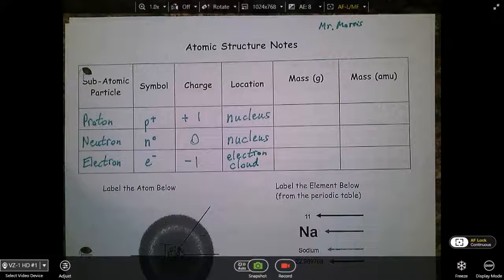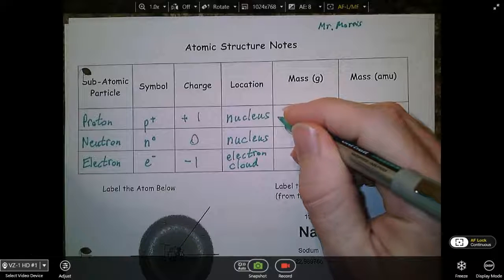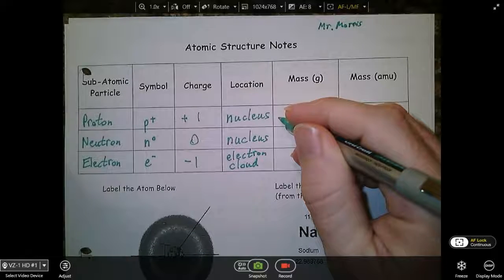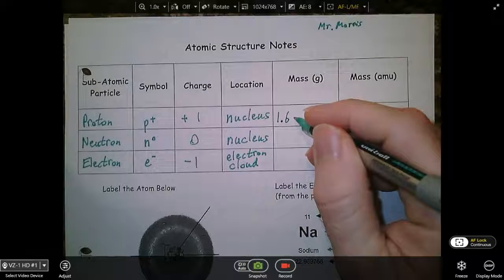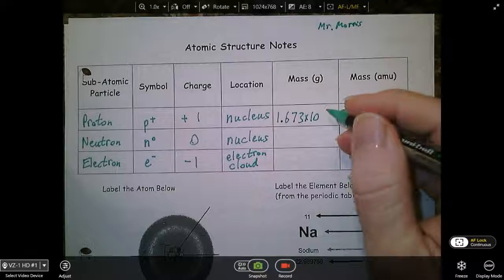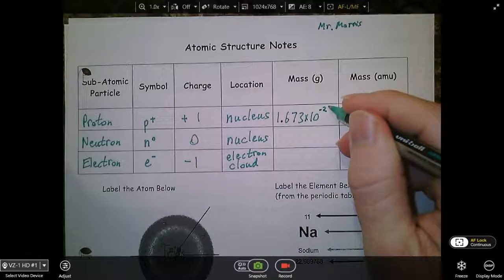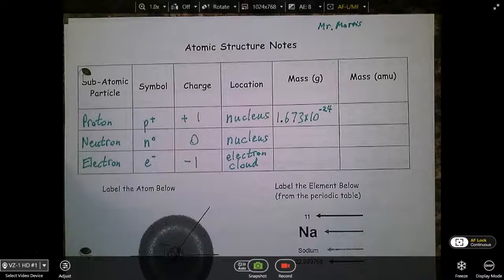Okay, and we could write the exact mass in grams. This is not something I want you to memorize, but it's a good thing to go ahead and write down just to make an important point. So again, these are not numbers that I want you to memorize, but let's write them down. The mass of a proton is about 1.673 times 10 to the negative 24 grams. So that's a really, really small mass, right?